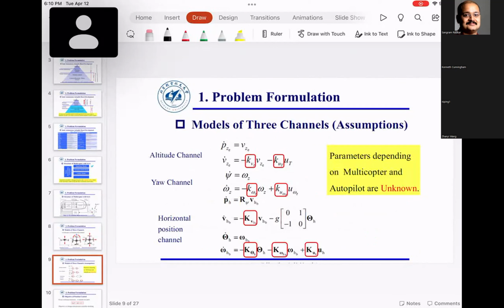So assuming that you have a 3-channel control, how would you control those 3 channels based on a very, very simple sort of PID type of control? What you have is these gains. These are the controller gains that are shown over here.